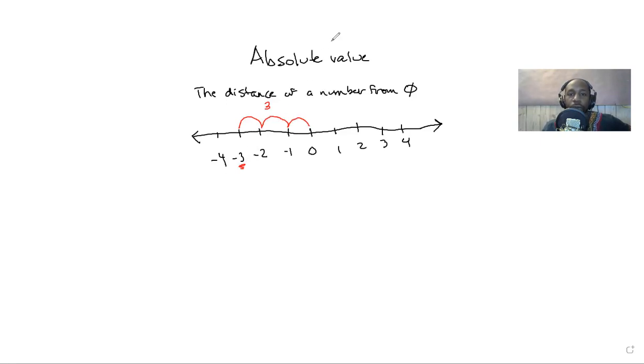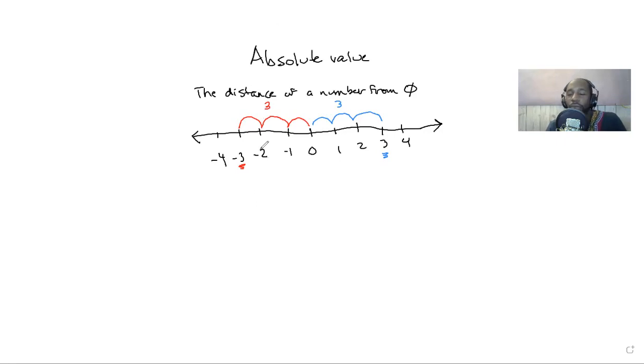Okay. So to illustrate a point, how far away is +3 from zero? 1, 2, 3. So check that out. So +3 is also 3 away from zero. Okay, so check this out. So let us write this here.